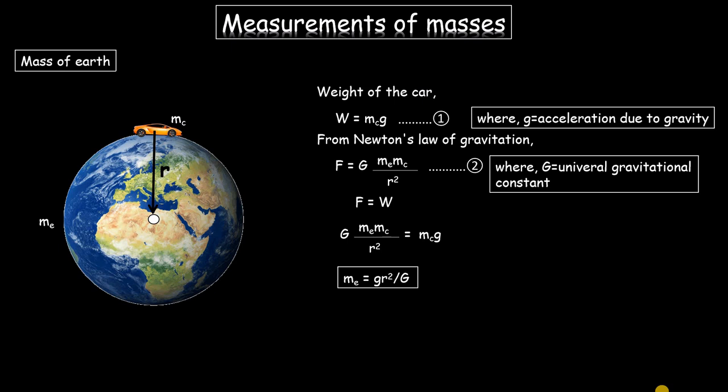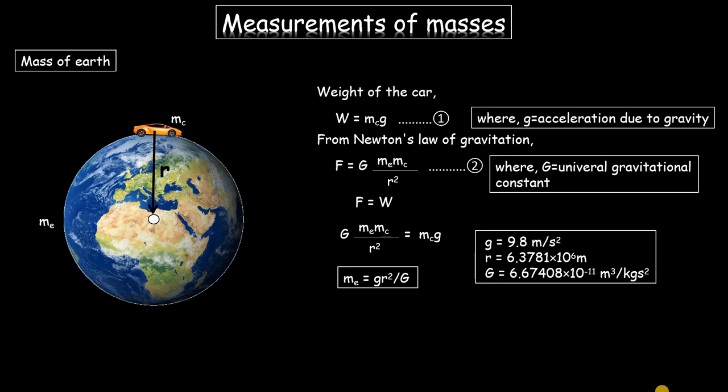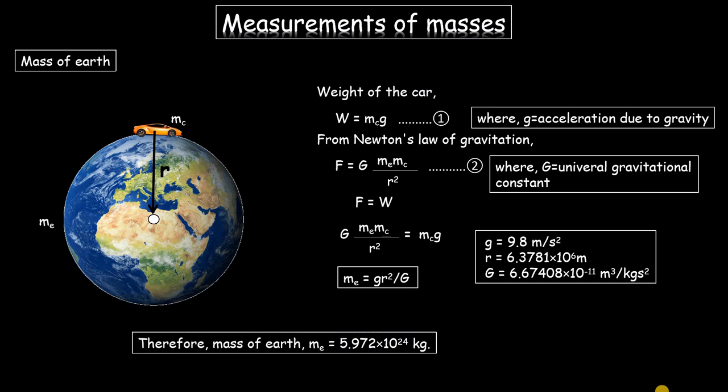We know the values of g, r and capital G. By substituting these values in the formula, we get the mass of the earth, that is me is equal to 5.972 into 10 power 24 kg. In this way, we can calculate the mass of large objects.